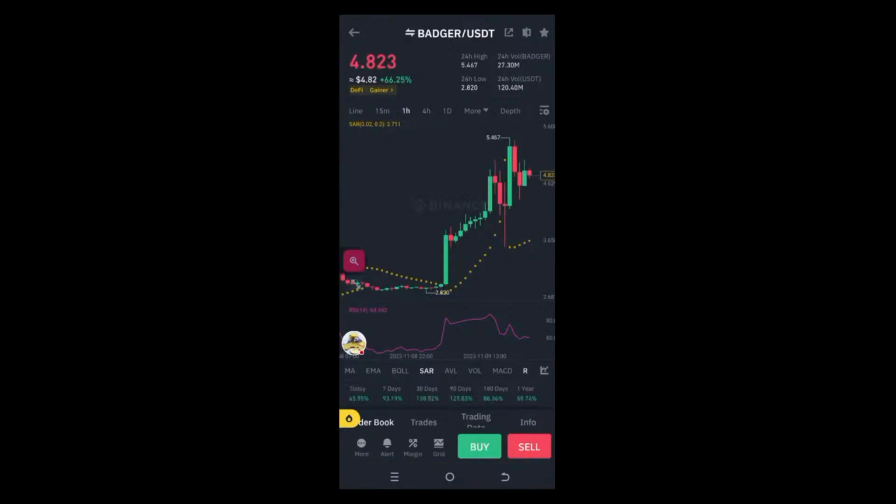Okay, so let me go ahead. So first off, like I said, first, the parabolic SAR has to be underneath. We've seen that. Then it must be in pump mode. So even though the parabolic SAR has been met, it's not in pump mode. All right, so those are the two things.